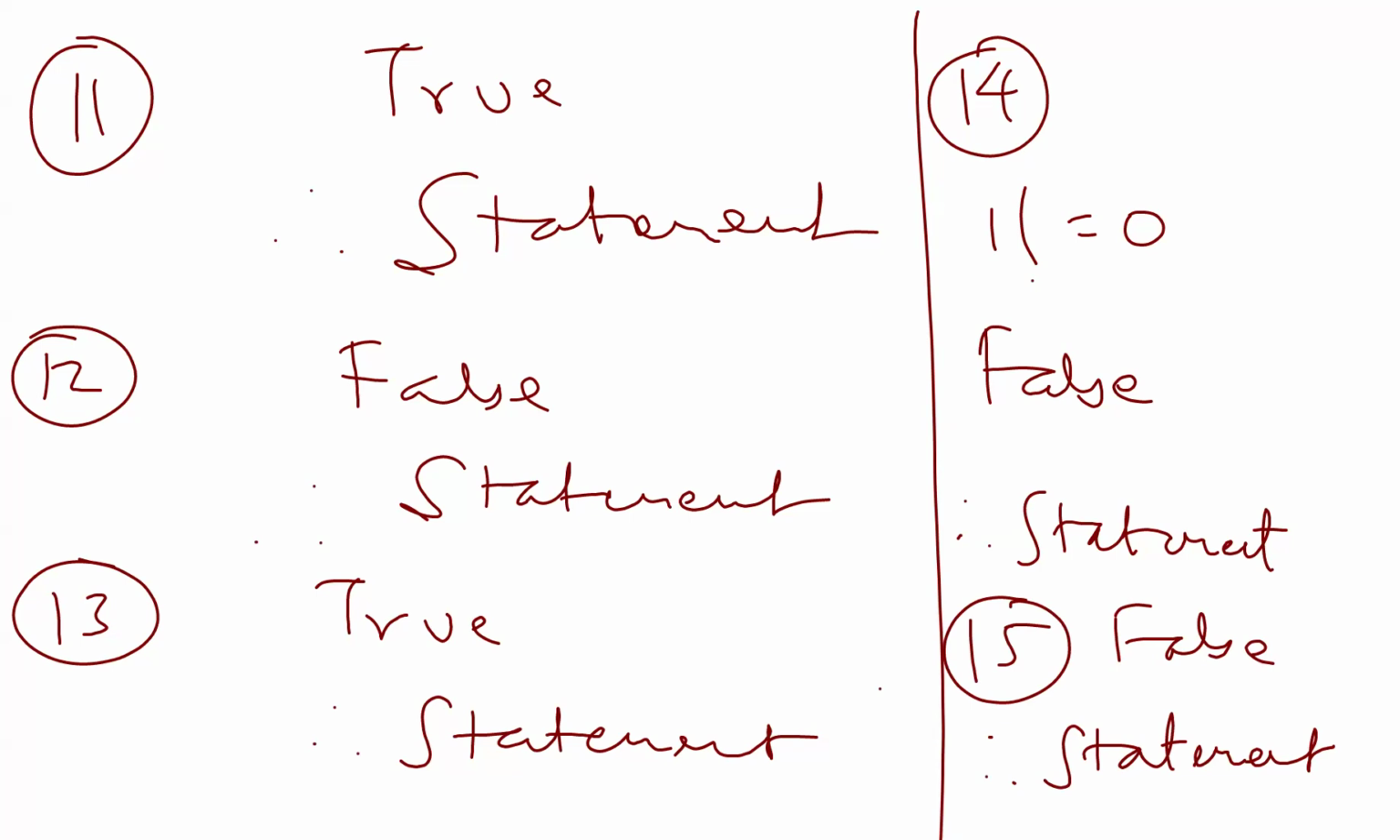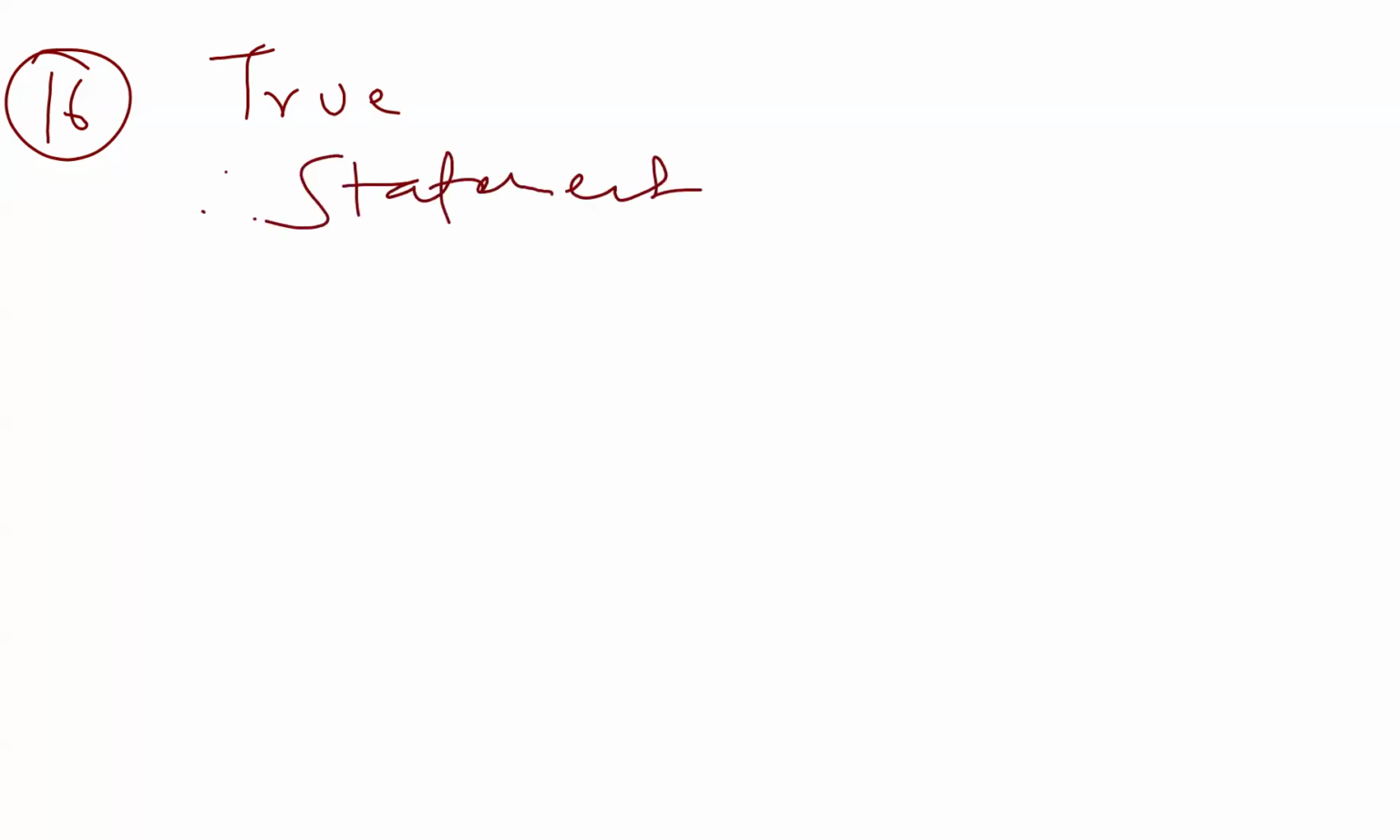16. The number pi is an irrational number. The answer is true. Pi value is non-terminating. Therefore, it's a statement.